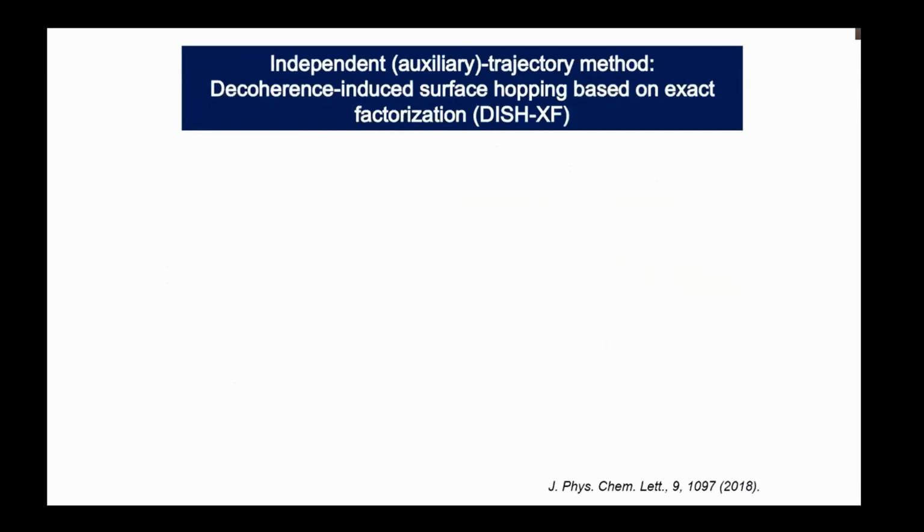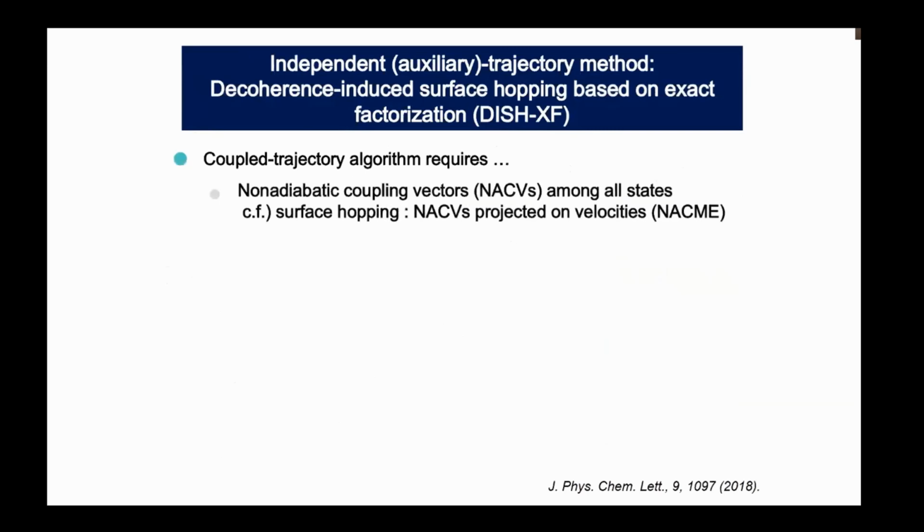And for more efficient calculation, we developed an independent or auxiliary trajectory method, which is called decoherence-induced surface hopping based on the exact factorization. The coupled trajectory algorithm requires the non-adiabatic coupling vectors among all Born-Oppenheimer states. However, in surface hopping dynamics, the non-adiabatic coupling matrix element can be enough. We also don't need to calculate the coupling between all states. We just need couplings between the states and the running state. So this is the benefit of the surface hopping algorithm.